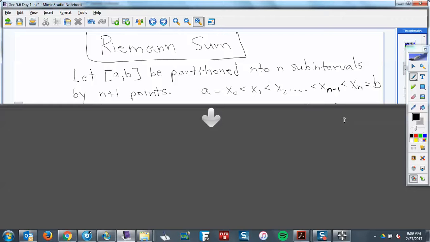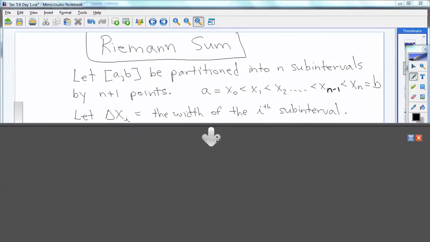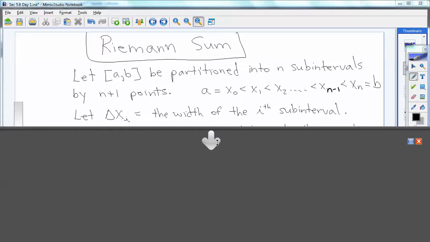It's just a bunch of language, mumbo jumbo, right? This is how we're going to divide up. This is the terminology we're going to use. All right. Let delta x sub i be the width of the ith subinterval. So delta x1 would be the width of the first subinterval, and delta x2 would be the width of the second subinterval, and delta x3 would be the width of the third subinterval, and so forth.